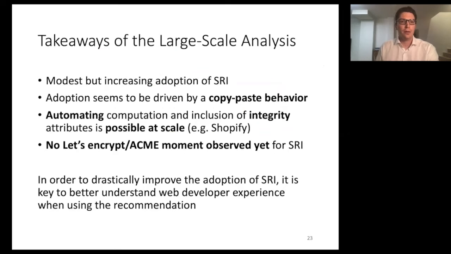So the key takeaways are the following. First, we noticed a modest but increasing adoption of SRI. We saw that this adoption seems to be driven by a copy-paste behavior. We also noticed that automating the computation and inclusion of the integrity is possible at scale with the example of Shopify. However, we have not been able to observe what we may call a Let's Encrypt ACME moment in the data yet. So in order to drastically improve the adoption of SRI, it is key to better understand web developer experience when using the SRI recommendation.